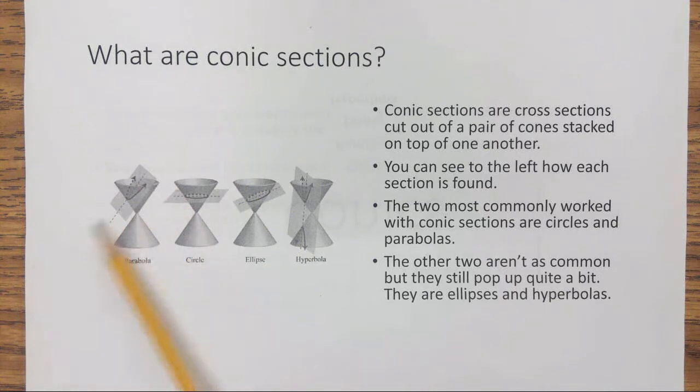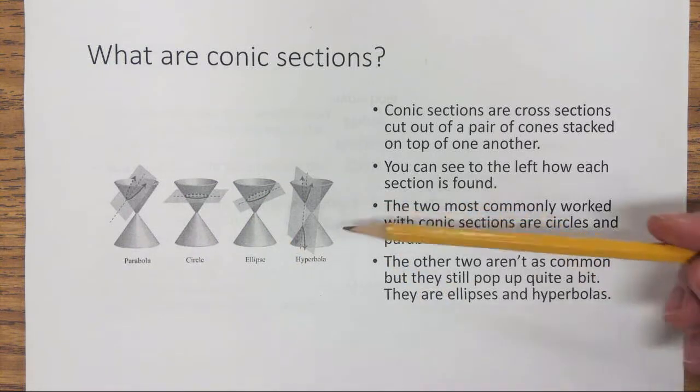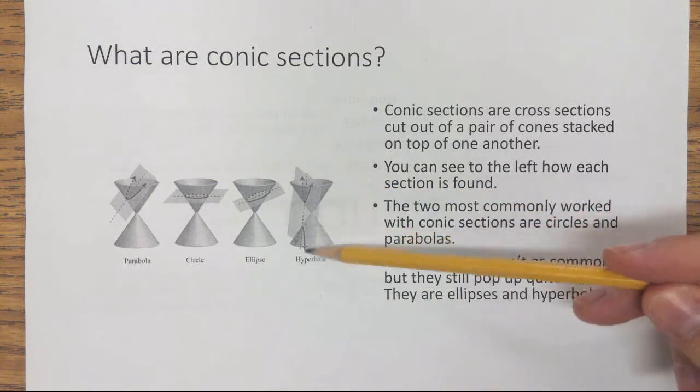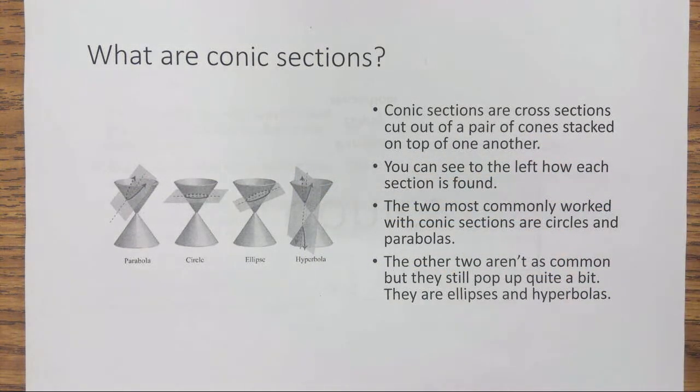If I slice through like this, so that I'm just cutting through one cone, I get my fancy parabola, my quadratic. A circle is just a straight across, horizontal cross section. An ellipse is if you tilt it a little bit, and it elongates that circle. And a hyperbola is like two parabolas across from each other.